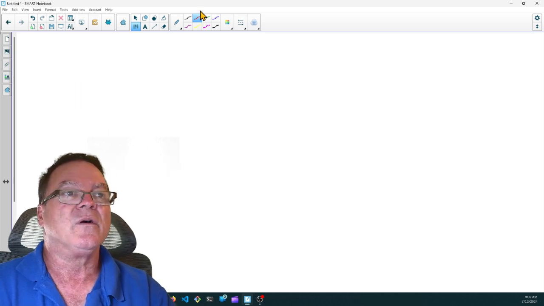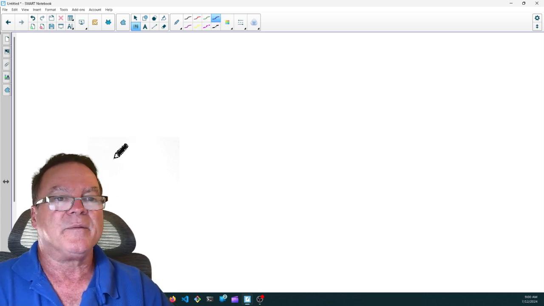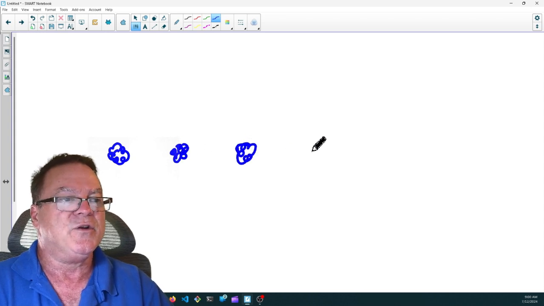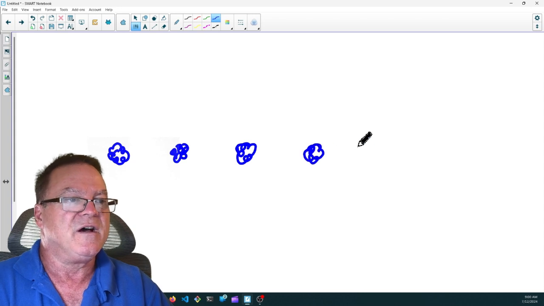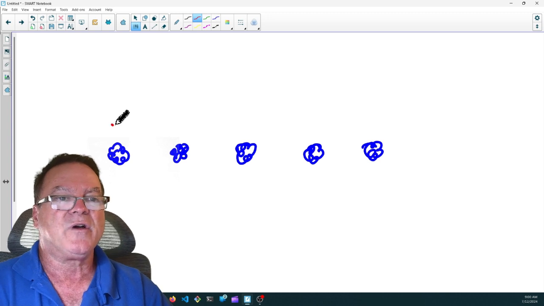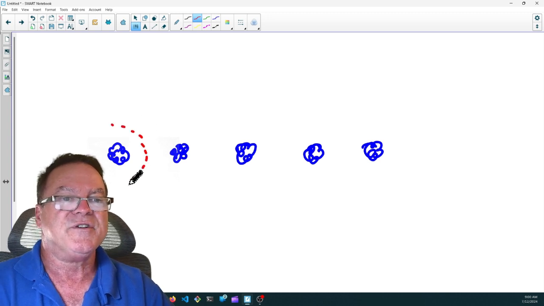Let me make this a little bit larger here. I'm going to make the nucleus of my atom. And I'm just representing this, that's a bunch of protons and neutrons. So I just do a little scribble like that. There's my nucleus. That's the nucleus of the atom. And I'm only drawing the valence shell. I'm not drawing all of the shells. I'm just drawing the last shell.